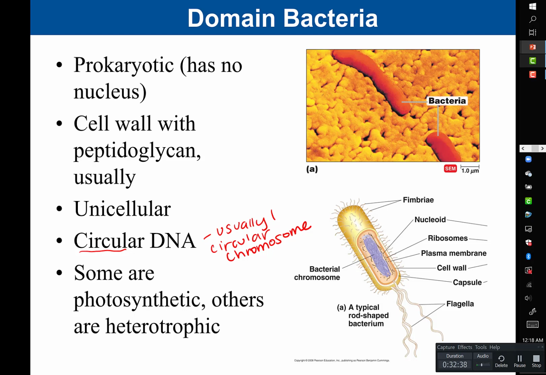Now notice I put usually, and the reason I had to put usually is because in biology, in science in general, we can have a rule, but there will always be an exception to that rule. So while we say that bacteria have a cell wall with peptidoglycan, most bacteria do. However, there are exceptions. There's a type of bacteria called mycoplasma. It doesn't even have a cell wall. It's a small bacteria that lacks a cell wall. So that's why it says usually. There are always exceptions to a rule.